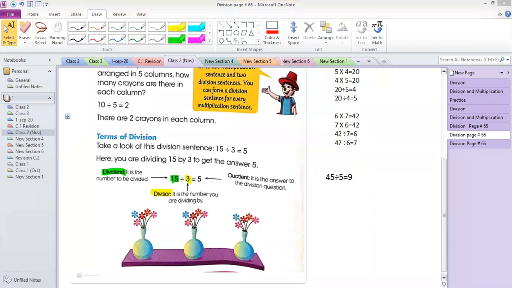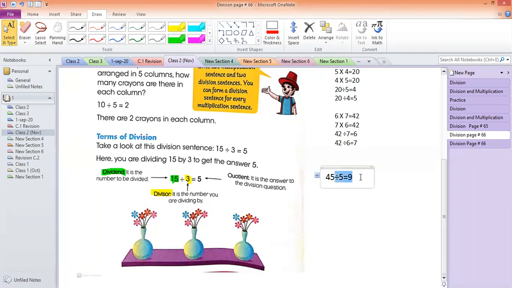Ilyas. Ilyas, can you hear me? Yes, Ilyas. Can you tell me the quotient here in this division sentence? What number is the quotient?